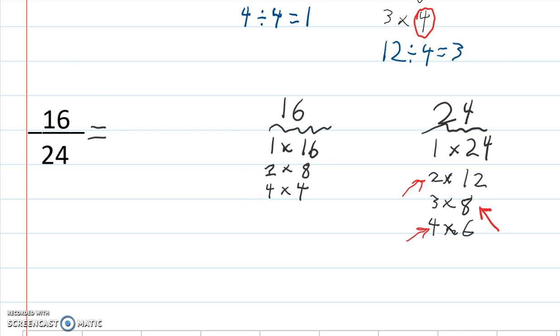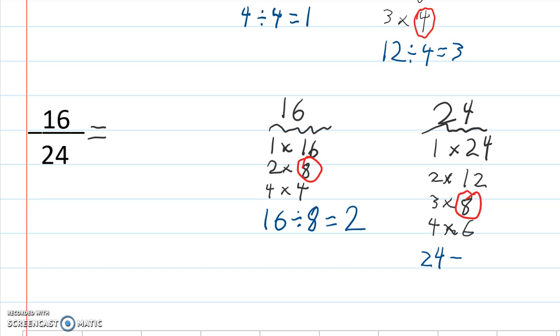Okay. So we're going to circle the 8s. 1 8 here, 1 8 here, which means that 16 divided by 8 equals the number that's left over, which is the 2. And for the 24, 24 divided by 8, the number left over is the 3, right here. Right?